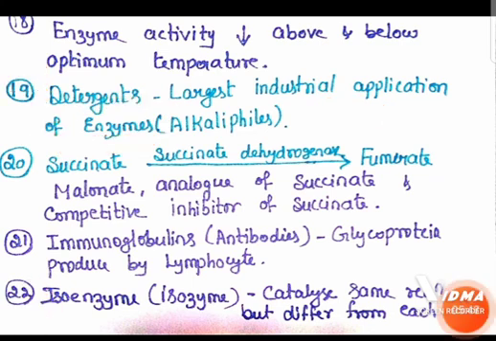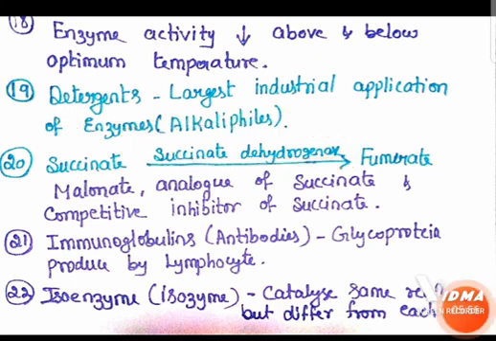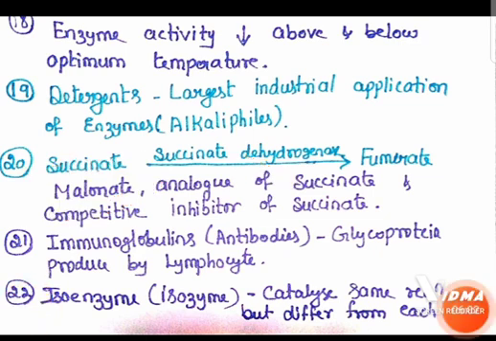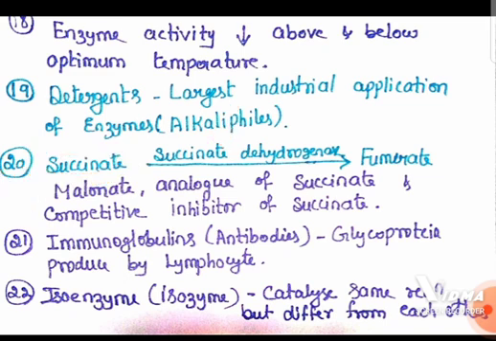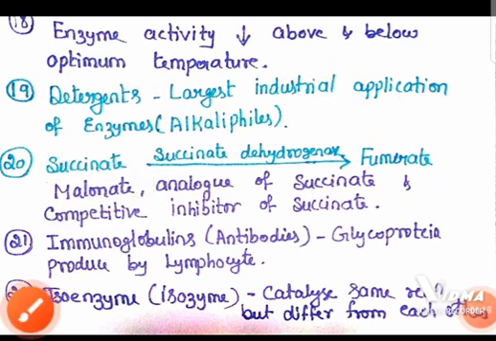And remember, there is a step in the TCA cycle where succinate converts to fumarate by the enzyme succinate dehydrogenase. But we have one structural analog of succinate called malonate. Malonate is a structural analog, and it is going to act as a competitive inhibitor of succinate. It means malonate competes with succinate to react with the succinate dehydrogenase enzyme. But when succinate dehydrogenase reacts with malonate, it is not going to form fumarate, and the TCA cycle is going to stop.